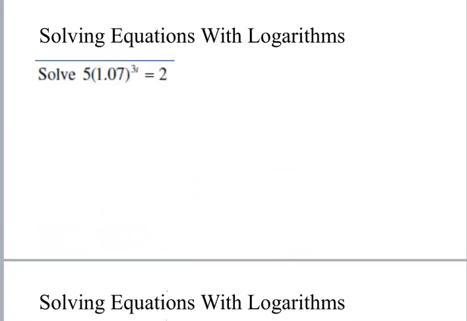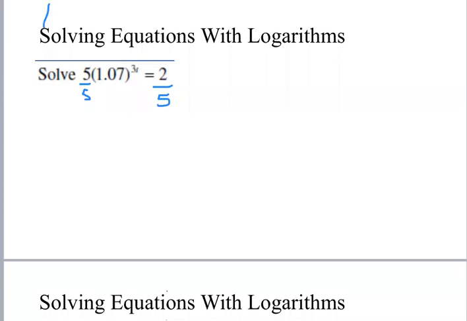All right, so we've got another one and we're trying to solve it. So let's start by figuring out how we can get t alone. First, we should divide by 5. Taking a log immediately is not really going to help us.